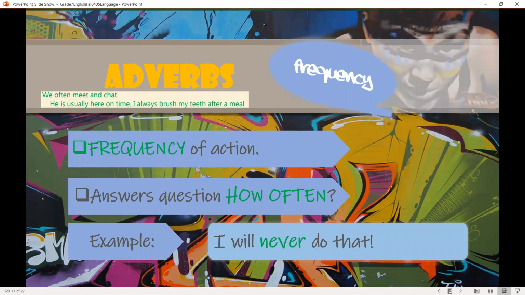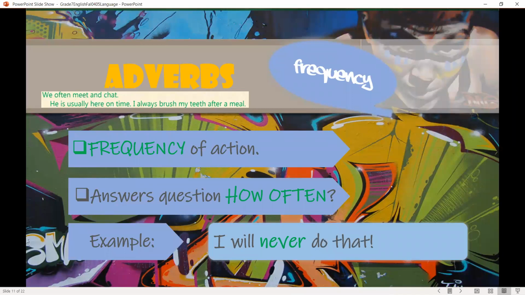Okay, so we often meet and chat. So we meet and chat. If I just said we meet and chat, that doesn't tell me when or how or give me any detail. But if I say we often meet and chat, then I'm indicating the frequency of how often we do it.